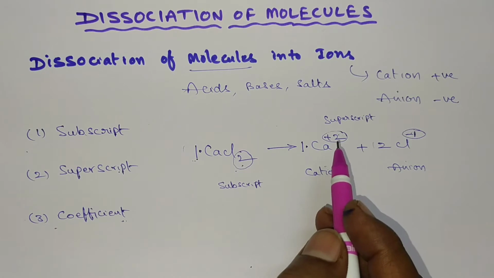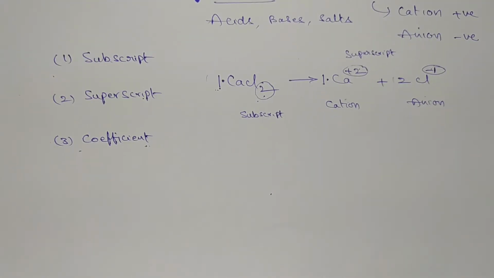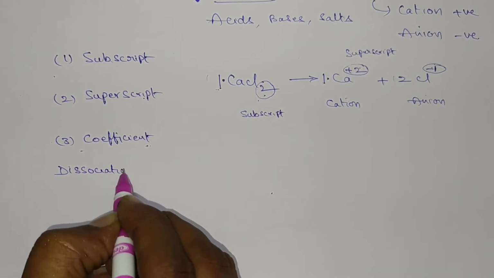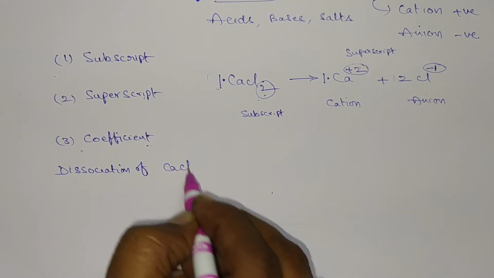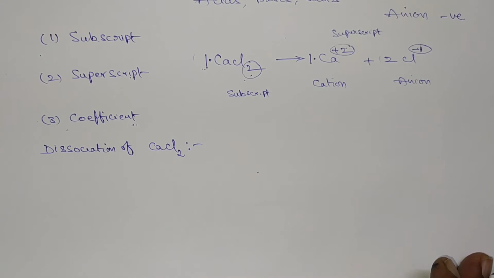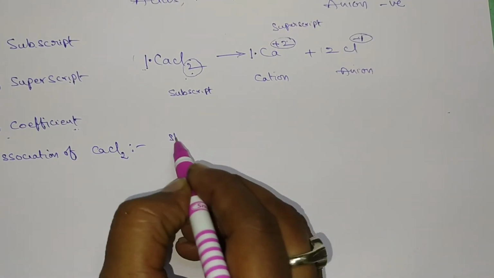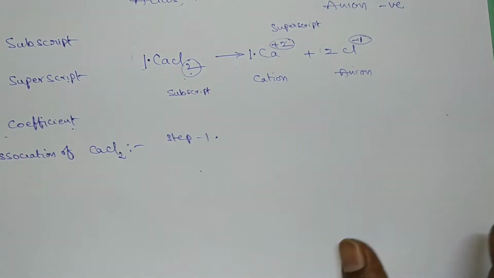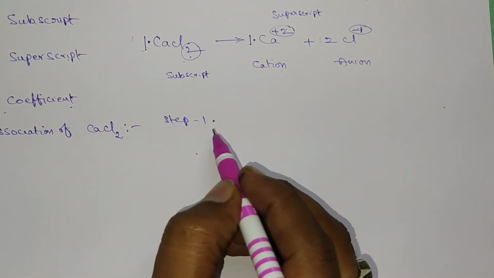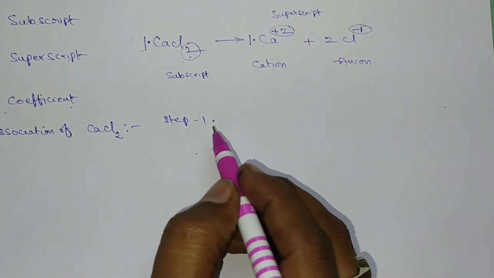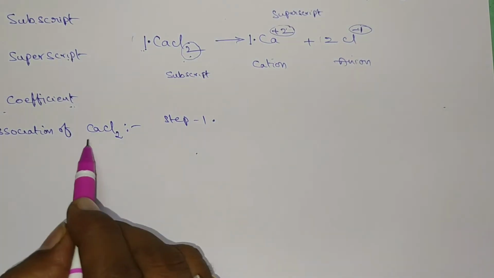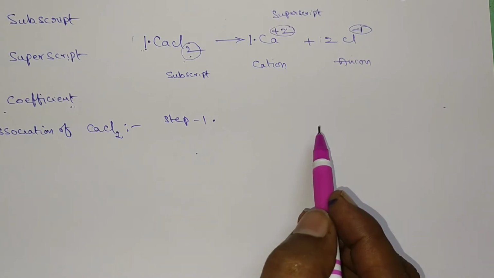Now let us consider the dissociation of calcium chloride, CaCl2. The dissociation of any molecule mainly involves three steps. The first step is, in the first step we have to separate the molecule into two ions.